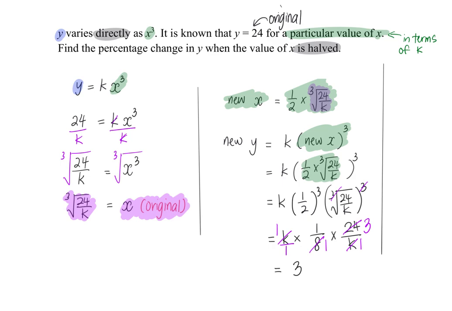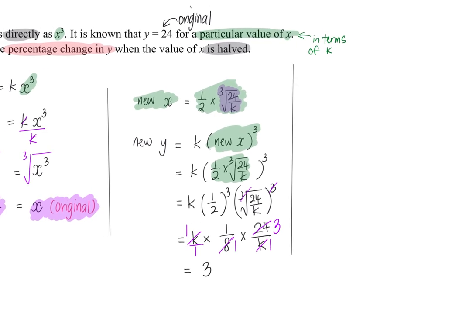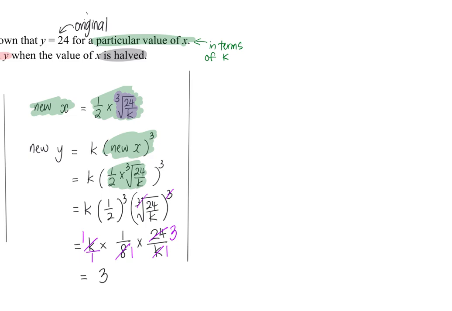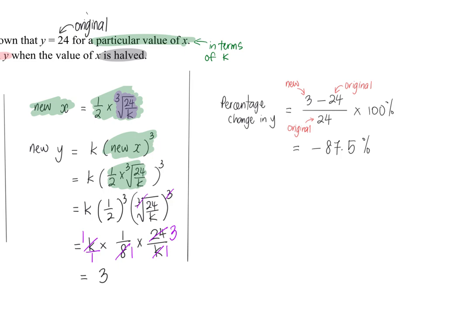24. So now that I have both values of y, it becomes pretty easy and straightforward to find the percentage change in y. Y definitely has decreased, right? So there are two approaches. One approach would be for us to find the percentage change in y, where we have the new value of 3 minus away the original value, divided by the original value, times 100%, and that gives us negative 87.5%. The negative means it's a decrease.